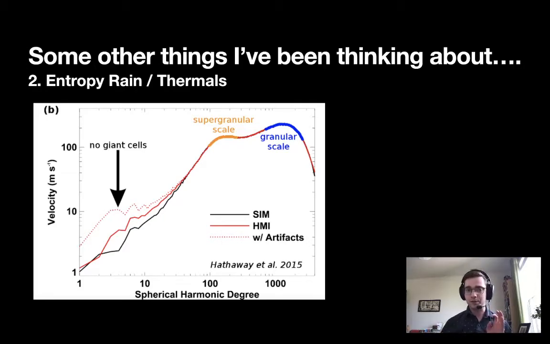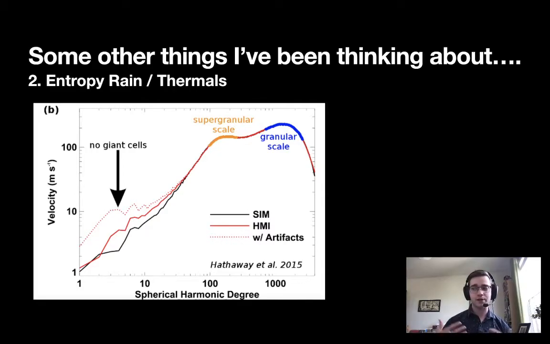And I've annotated it a bit so you can see there's kind of a bump in this power spectrum on the right side at the granular scale. So that's the scale of the convective motions at the sun's surface. There's also a bump at what's called the supergranular scale, which is the convective motions which occur a bit deeper in the sun. But there's no bump at any larger spatial scale than that.